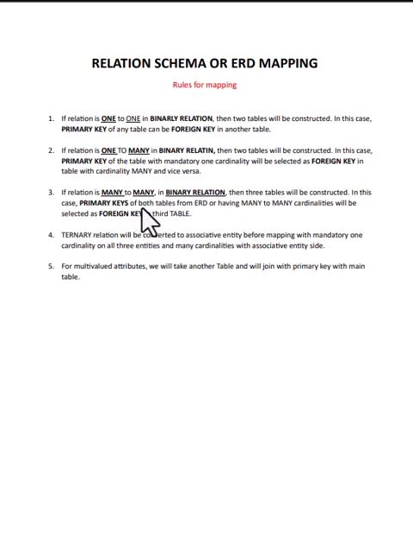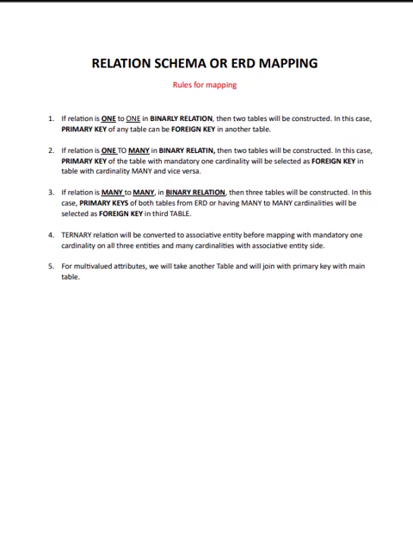In this case, primary keys of both tables having many to many cardinalities from the ERD will be selected as a foreign key in the third table. If the relation is not binary but ternary, then a ternary relationship will be converted to an associative entity first before mapping, with mandatory one cardinality on all three entities and many cardinalities on the associative entity side. And the fifth rule is that if the attribute in any table is multi-valued, for multi-valued attributes, we will take another table and will join it with the primary key of the main table.